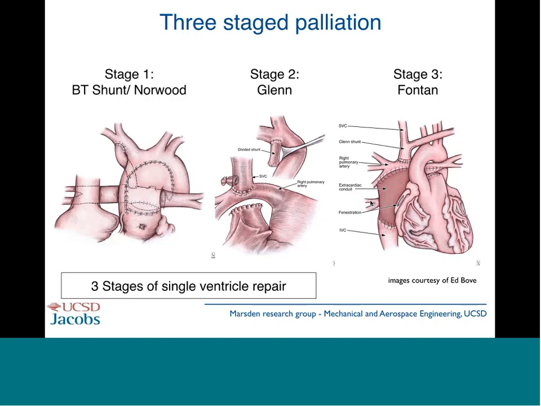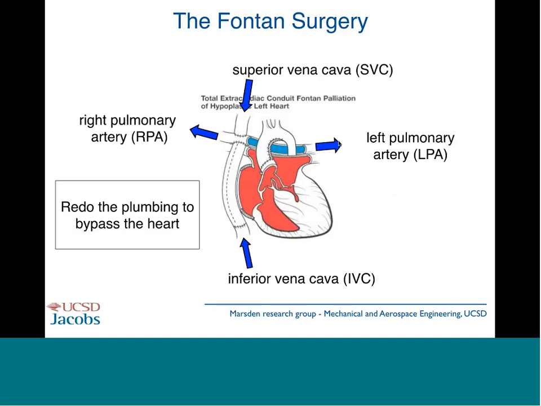The Fontan surgery aims to connect the entire venous return to the pulmonary arteries. So we already have the Glenn superior connection here, and then they add onto this the inferior vena cava connection to the pulmonary arteries. This results in what's shown here, which is essentially a T-shaped junction. And so the brilliance of this circulation, which was developed in the 70s by Fontan and others, is that the blood only visits the heart once on its way around the circulation.